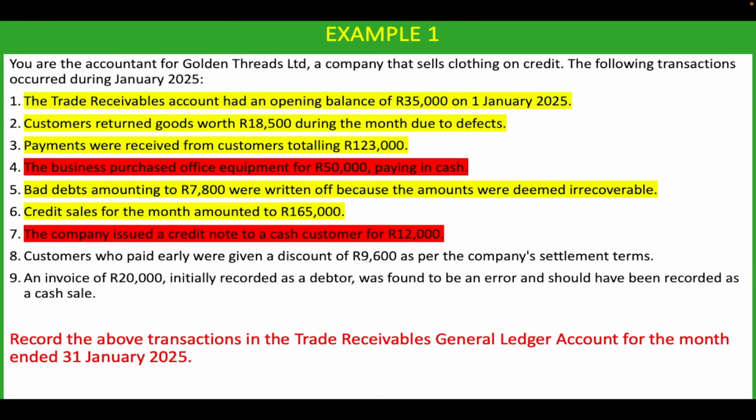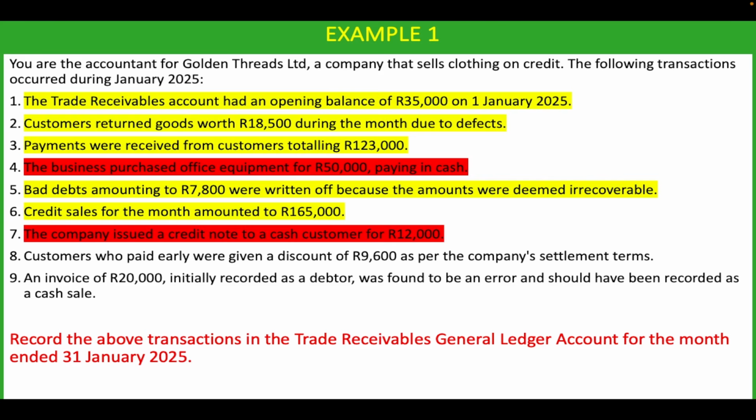And so if they pay early, it means they're paying us before the 30 days lapses and we're issuing them with a discount. And so when we issue our customers with a discount, that means they no longer owe us that specific amount for discount, in this case, 9,600 rand. It means we're deducting 9,600 rand from whatever they owe us because they are paying early. We usually issue a discount to encourage customers to pay us early because the earlier we have cash flows, the better it is for us as a company.